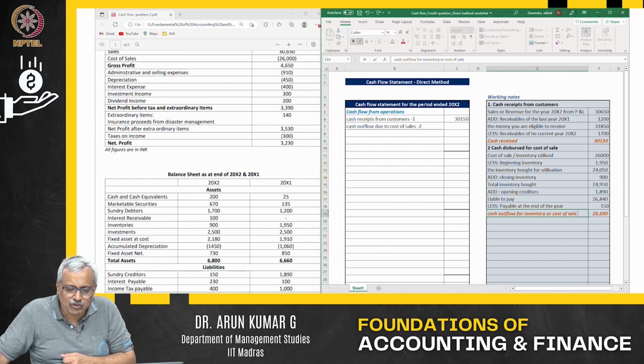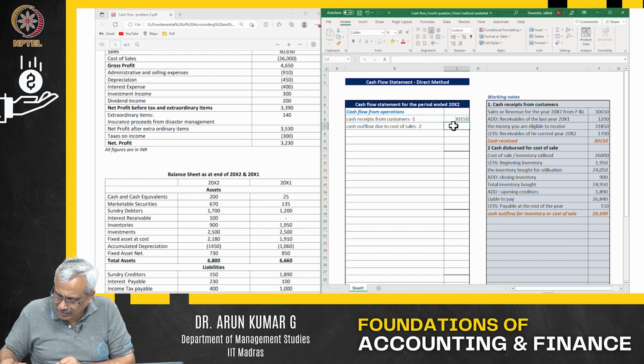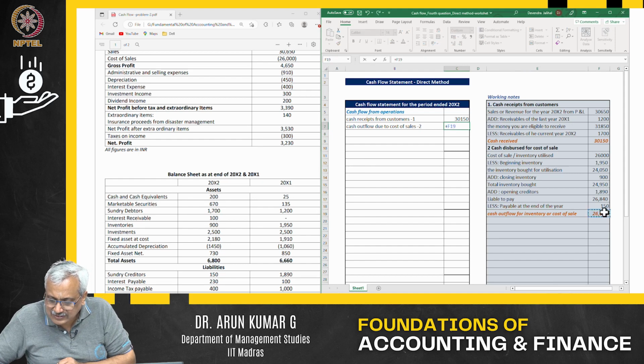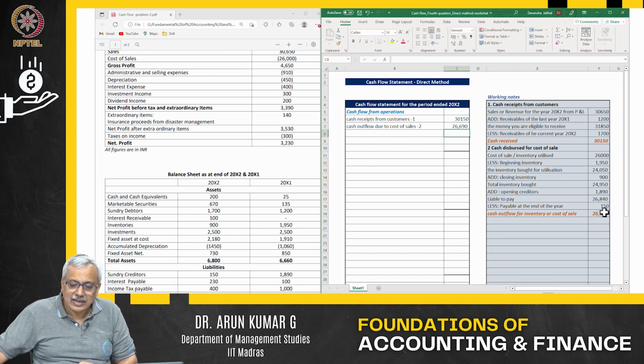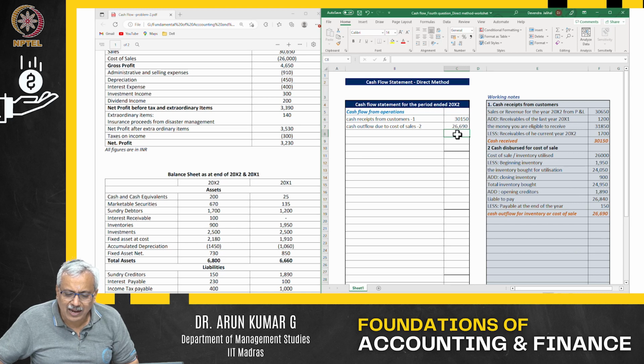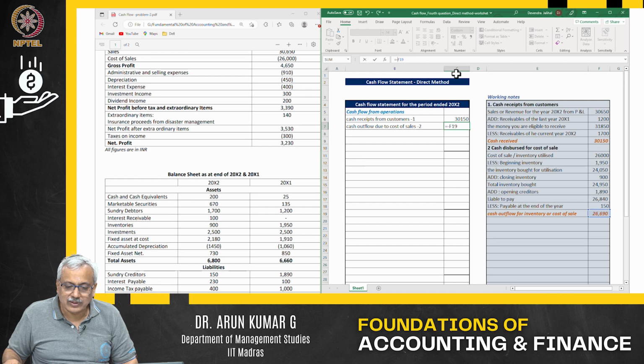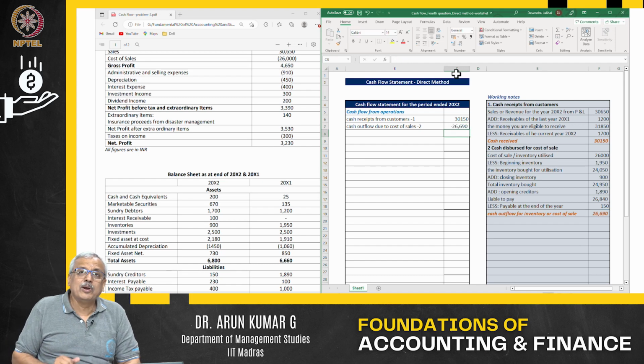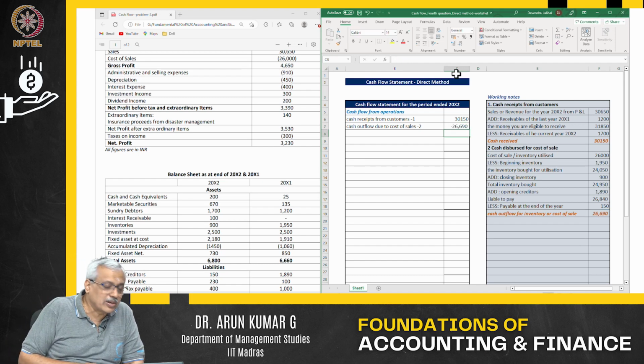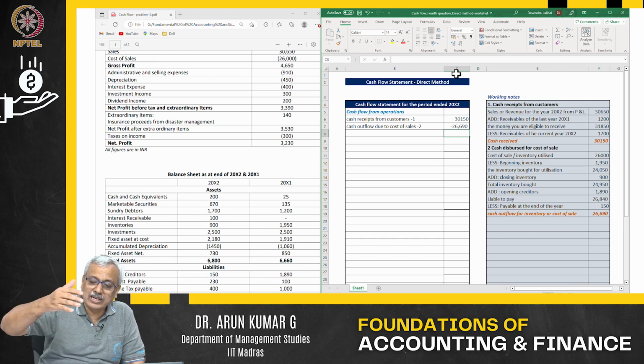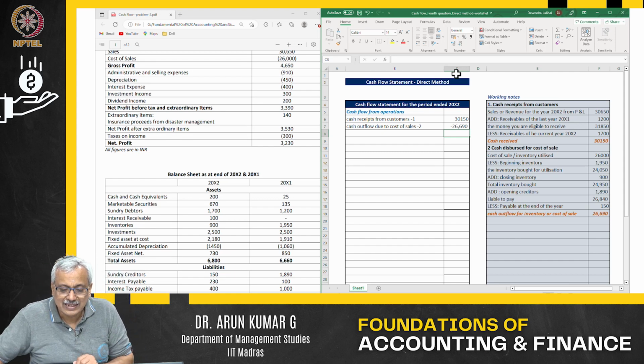So, the cash outflow due to cost of sale in this particular case is this amount out there. I always take it with a negative sign in this case, purely because this is a cash outflow. Inflow is plus, outflow is obviously negative. That is why I took it as a negative.